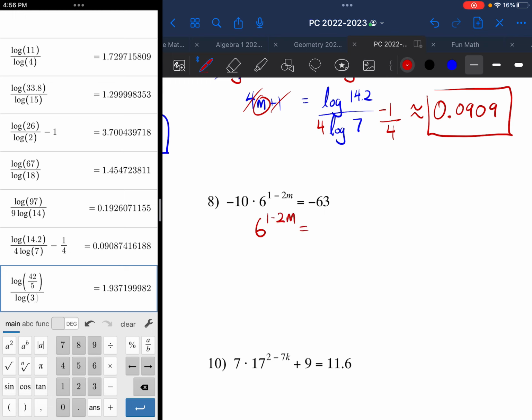On this left-hand side, you just move the decimal place. It's negative 6.3. That's how you divide by 10 or multiply by 10. You just move the decimal place to the left or the right, depending on what you're doing.